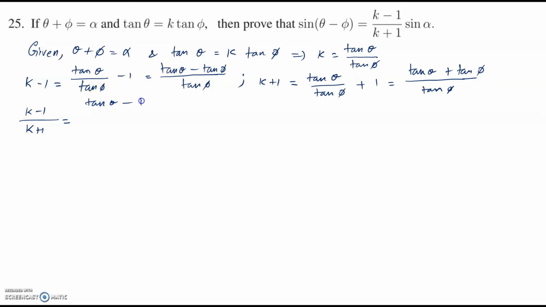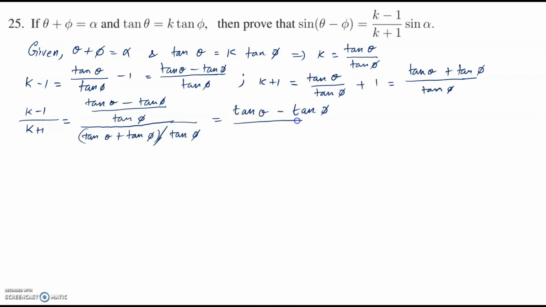tan theta minus tan phi divided by tan phi, divided by k plus 1 is tan theta plus tan phi. Let me write the division here, tan phi. So these two terms, tan phi and tan phi, will disappear. So you'll be left with tan theta minus tan phi divided by tan theta plus tan phi.